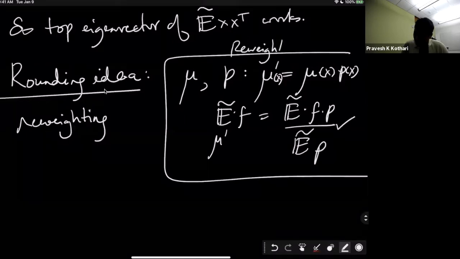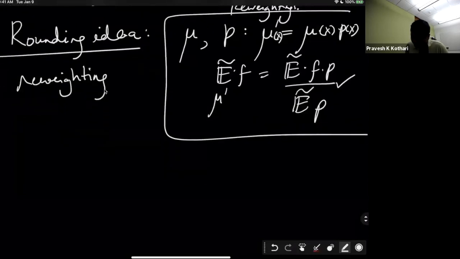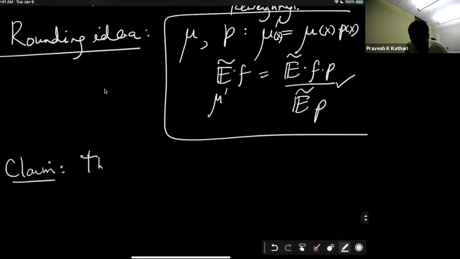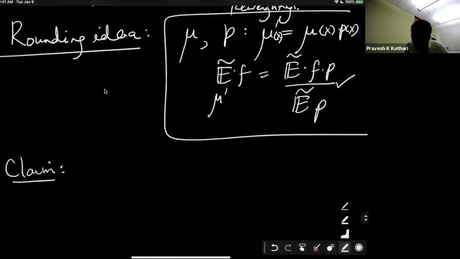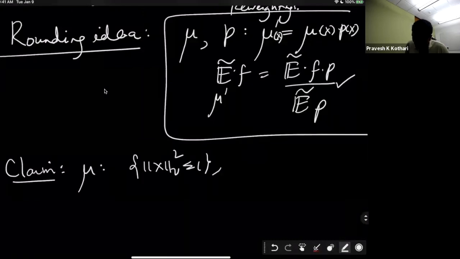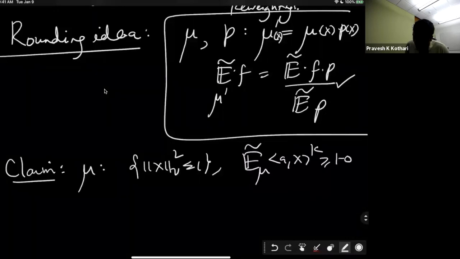Good. So let's recall that. Here is a simple claim that I'll prove. Let mu be a pseudo distribution that satisfies this constraint, and suppose the pseudo expectation of A(x) to the k is at least 1 minus O of k delta.